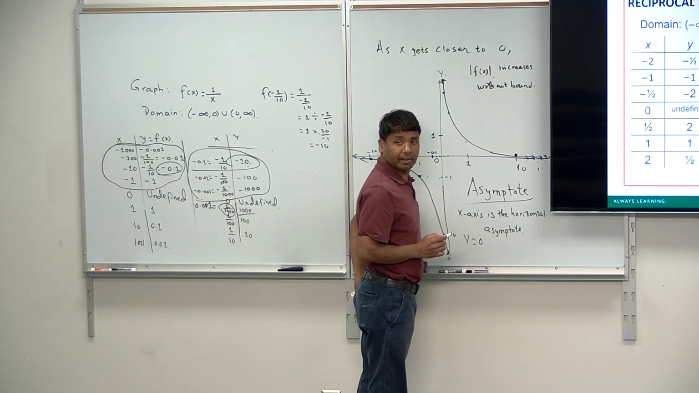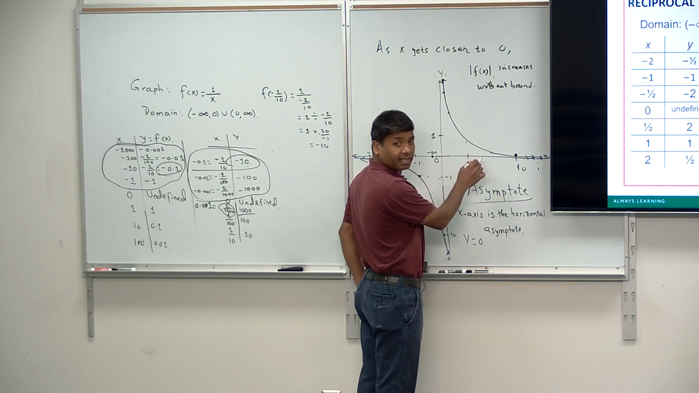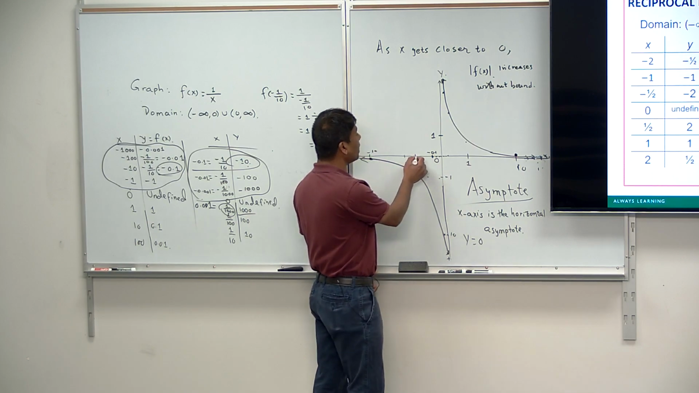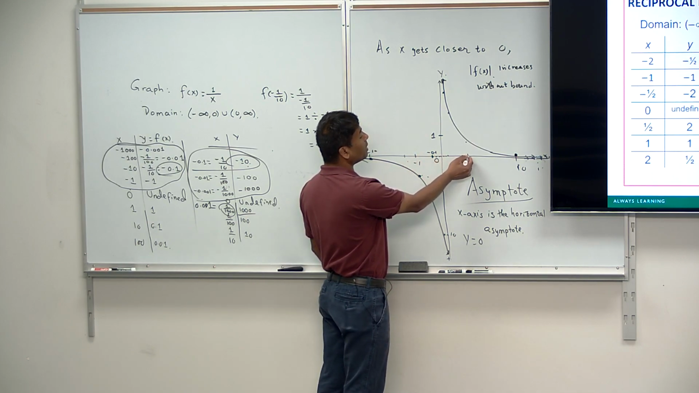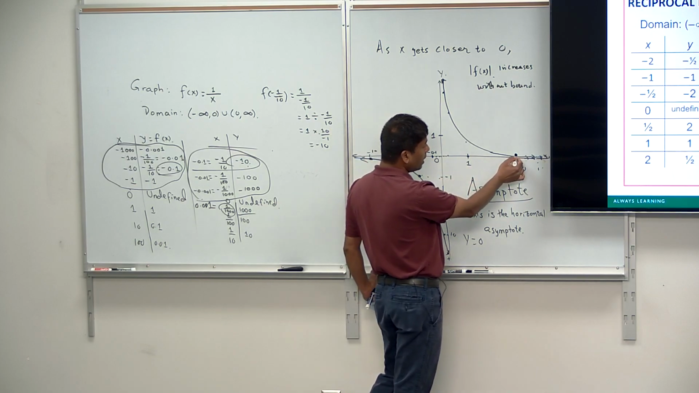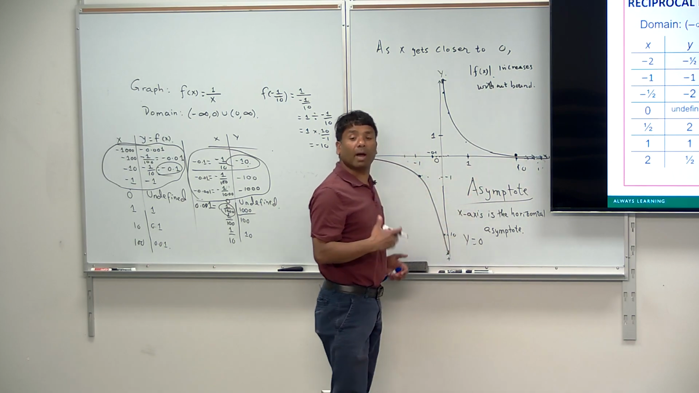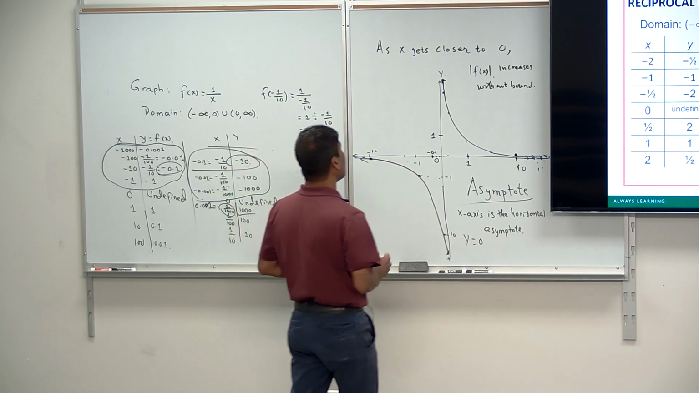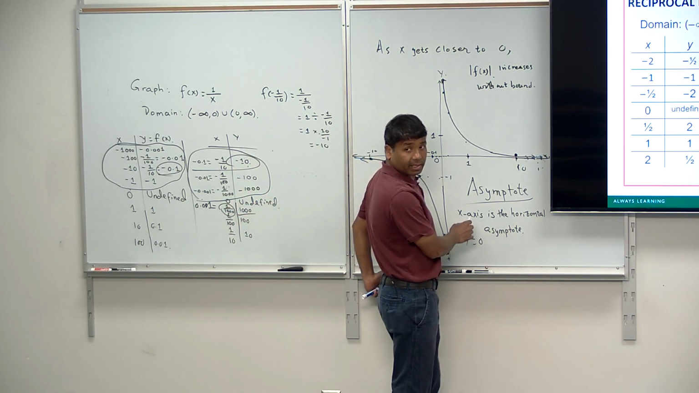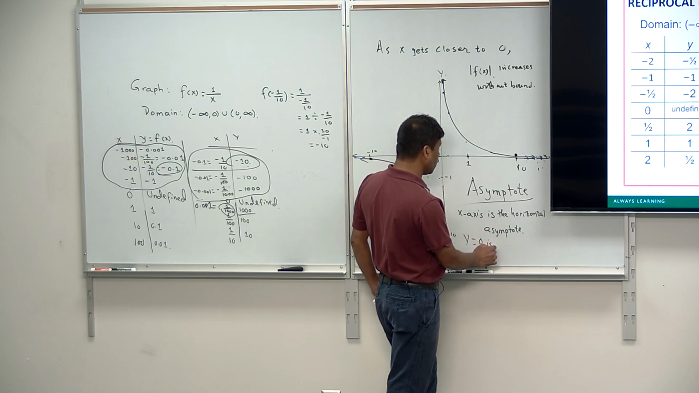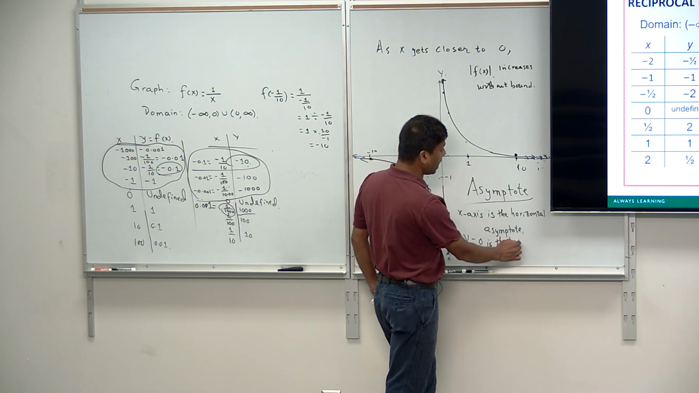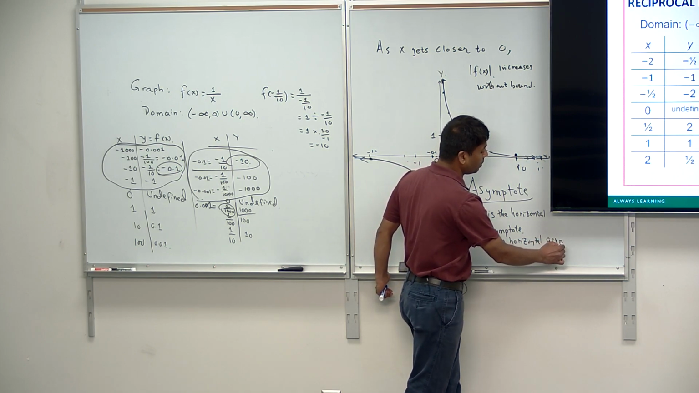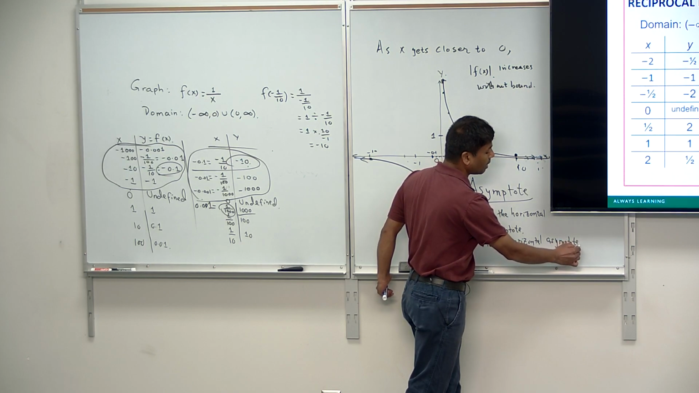Every point on the x-axis has y value 0, right? So what is the coordinate of this point? Negative 1, 0. What is the coordinate of this point? 1, 0. What is the coordinate of this point? 10, 0. So the y value is 0 on the x-axis. So that's why y equal to 0 is the equation of the x-axis. So y equal to 0 is the horizontal asymptote. Are you guys with me?